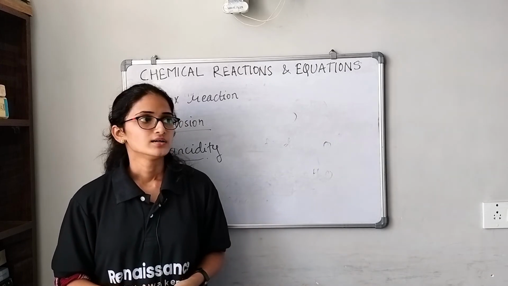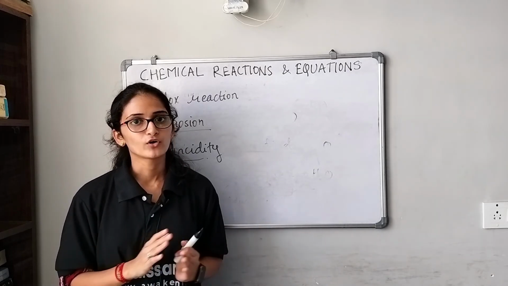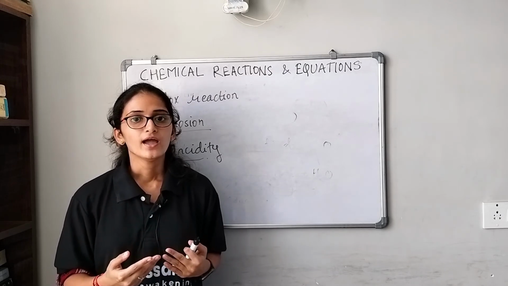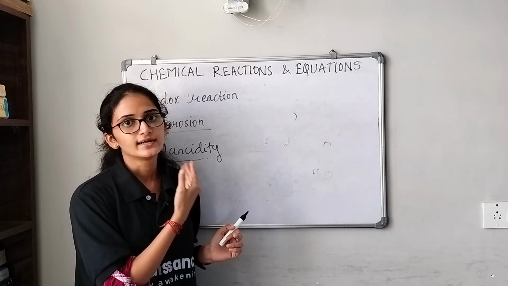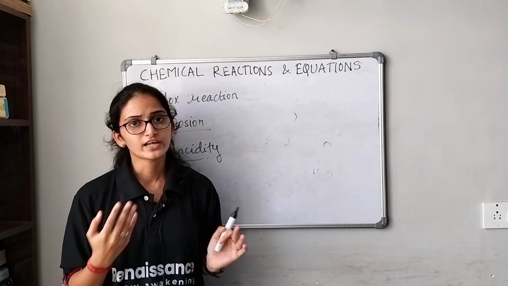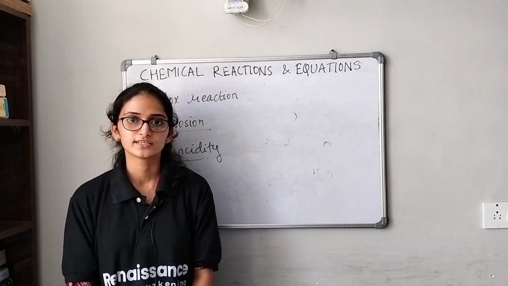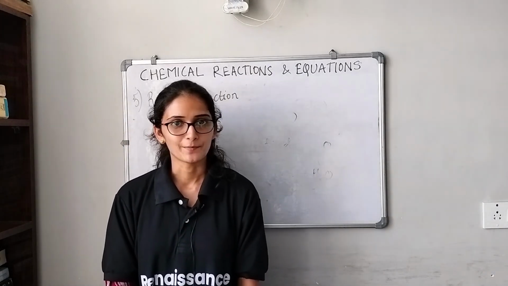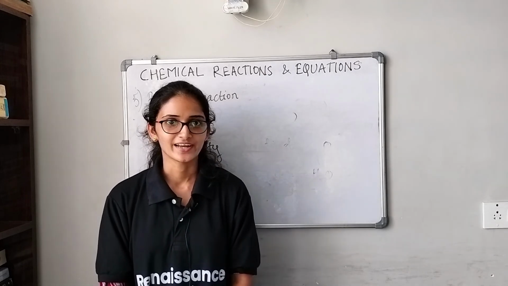In this chapter we have seen all types of reactions, their examples, how they take place, and also corrosion and rancidity. With this we finish this chapter, which is called chemical reactions and equations.